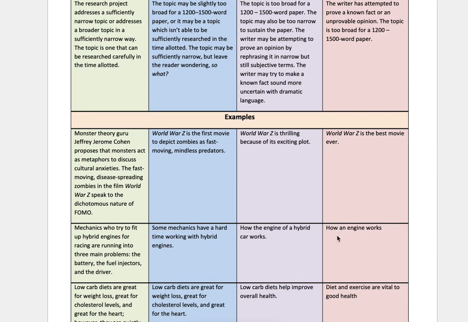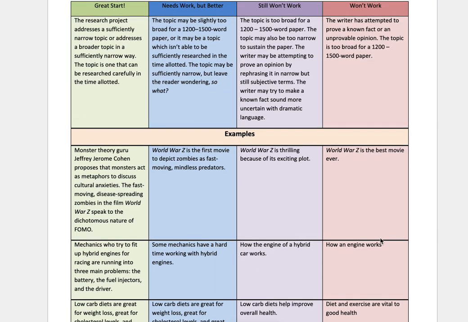And if you're looking at how an engine works, again, this is something that's just sort of a provable fact. Like it's just how it is. So there's nothing really to debate. It might work for a research paper, but not for an argument paper. And even if it did work for a research paper, it's something you wouldn't expect to see a research paper written on, because you'd expect to see a technical manual written on it. So again, it's more of a known fact.